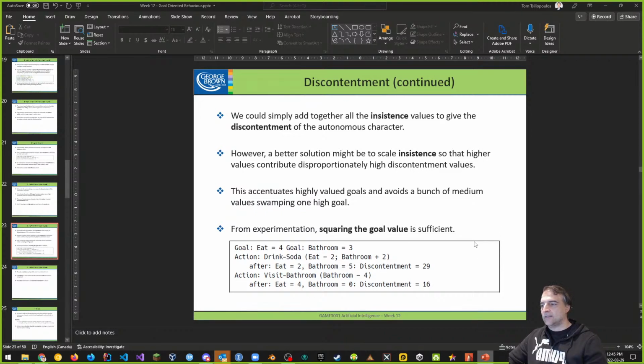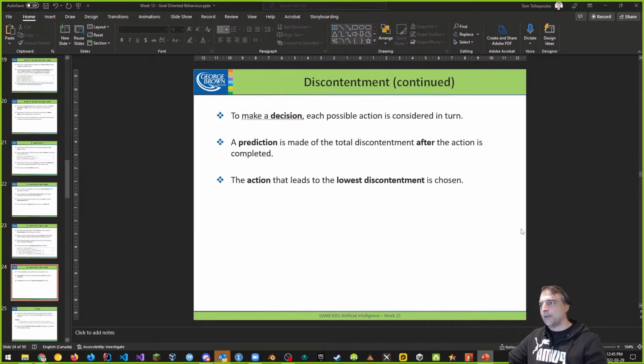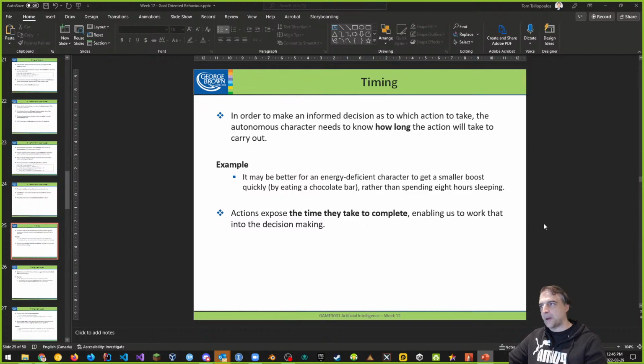All right, so that is your actions and how it has effects, or your autonomous character's actions and how it has effects on multiple goals or desires, motives. So again, to make a decision, each possible action is considered in turn, and a prediction is made of the total discontentment after. So that's what we just showed, and the action that leads to the lowest discontentment is chosen. Okay, this is a summary of what we just talked about.